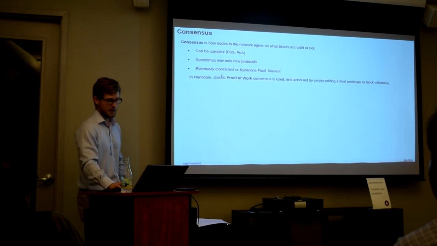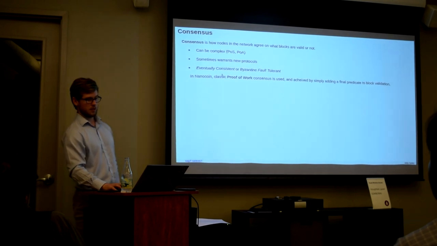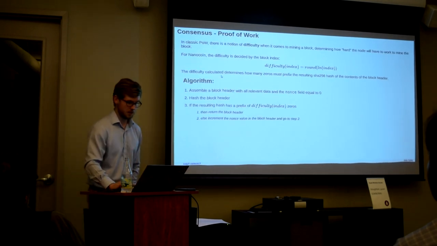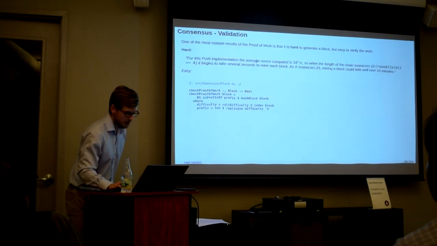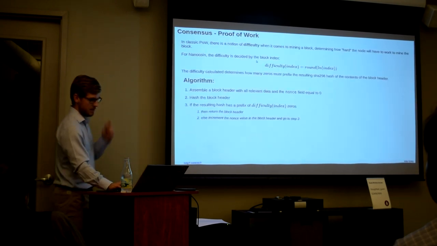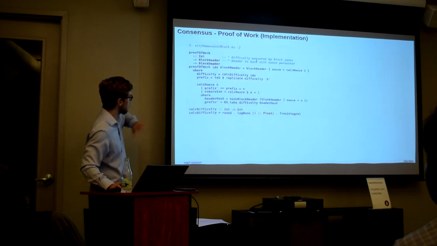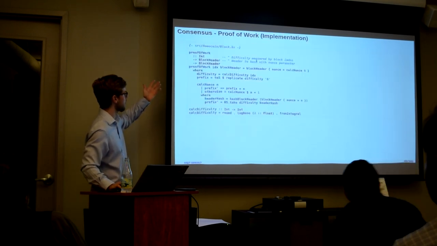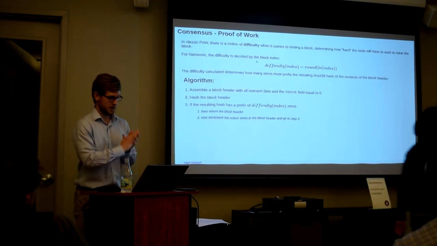So in nanocoin, classic proof-of-work is used, and we just add a final predicate to block validation. These three slides talk about the proof of work, and this is all there is to it. The code I demonstrate here is all the code. This is the entire proof of work algorithm, so I won't introduce it.